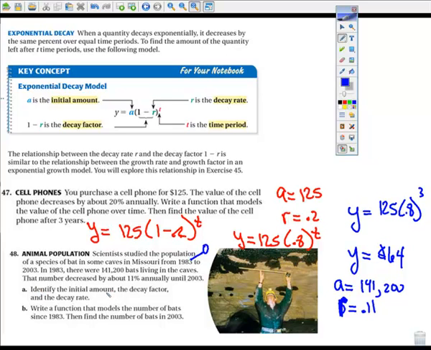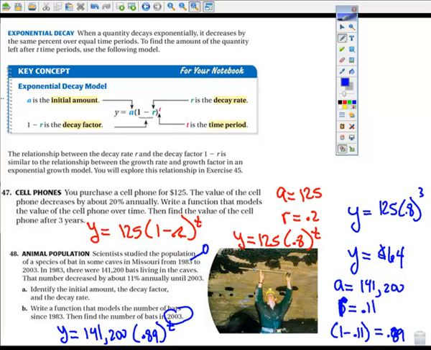The initial amount is 141,200. The decay rate is 11%, and the decay factor, so 1 minus 11%, is 89%. Now they want us to write a function. So y equals 141,200 times the decay factor, which is 0.89, to the power of t.